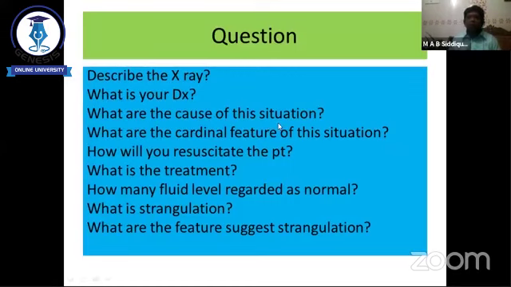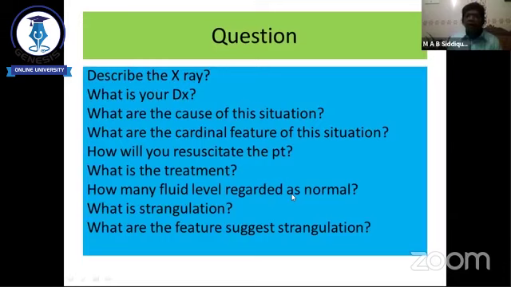What is strangulation? This is an important thing. When there is impairment of the blood supply, then it is called strangulation. When the obstruction proceeds to strangulation, there is no scope of delay to intervene in the patient with a surgical procedure.